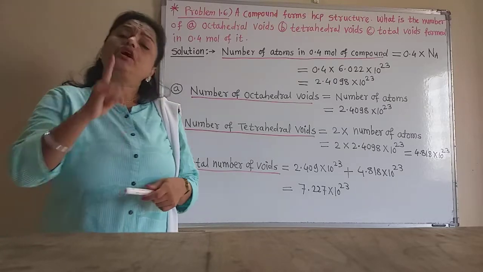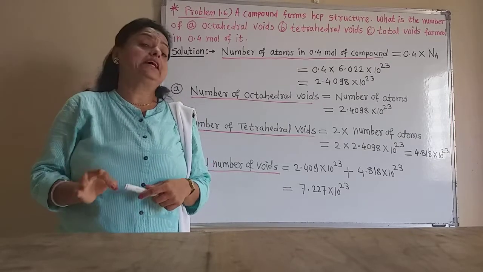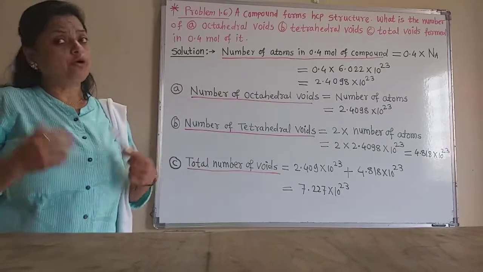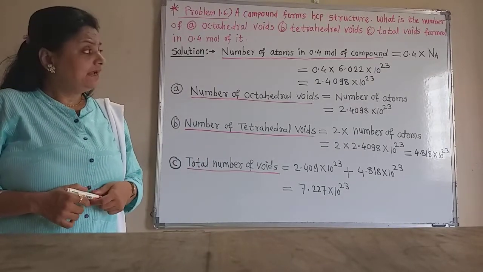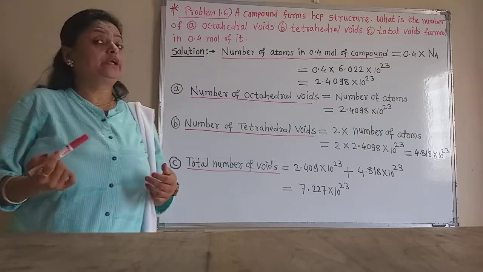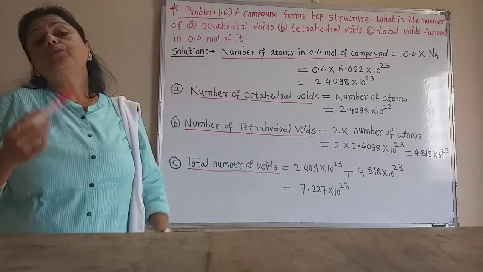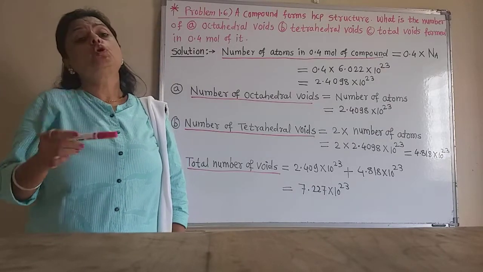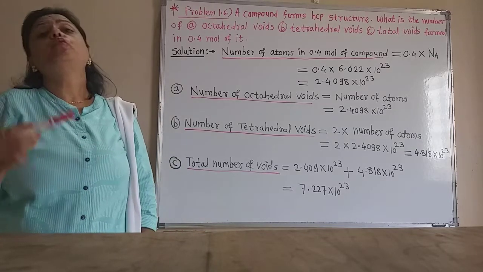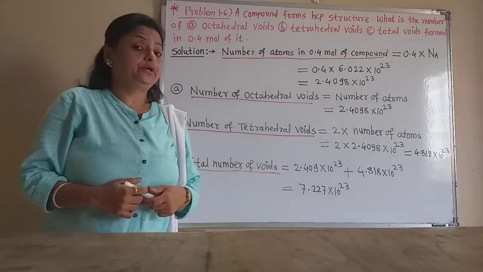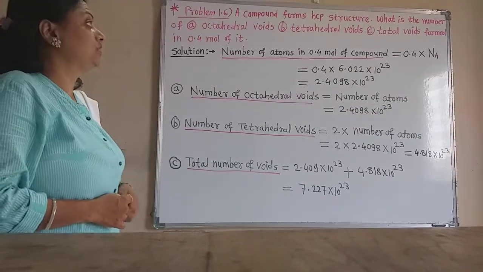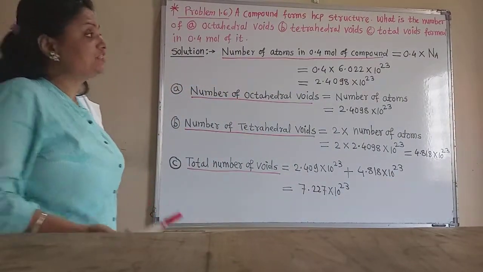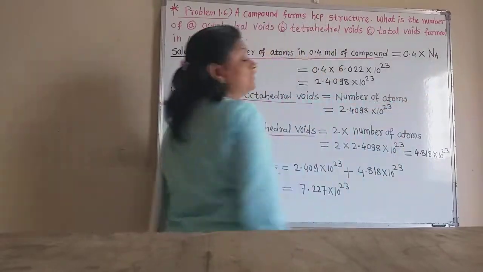We know that 1 mole of any compound always has Avogadro's number of particles or atoms. Now Avogadro's number, capital N A, is equal to 6.022 into 10 raised to 23. So as 1 mole contains 6.022 into 10 raised to 23 particles, then 0.4 mole contains 0.4 into 6.022 into 10 raised to 23, that is the cross multiplication. So the number of atoms present in 0.4 mole of compound is equal to 0.4 into Avogadro's number.